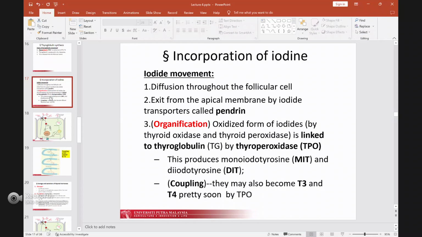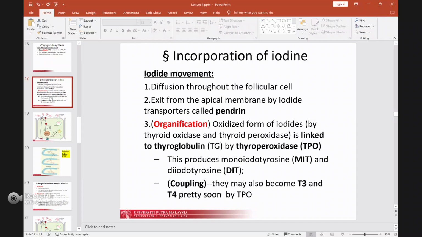Peroxide is a free radical. A free radical is something very active that attacks other compounds. The free radical comes from the metabolism in our body. When our body wants to generate ATP or energy, the process happens in the mitochondria, and generating energy actually produces free radicals. This free radical can be used by the thyroid cells to produce thyroid hormones.